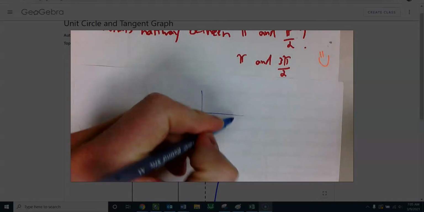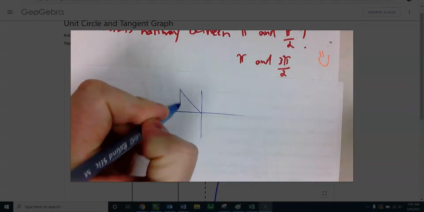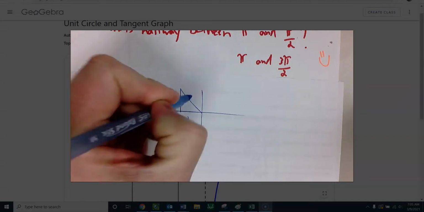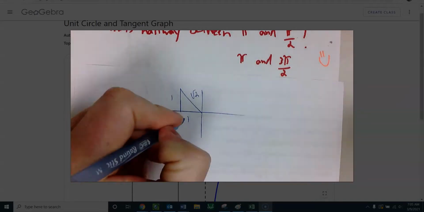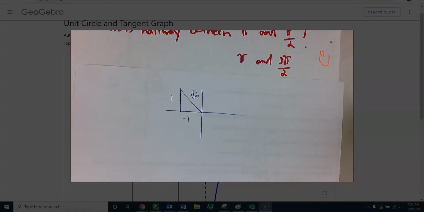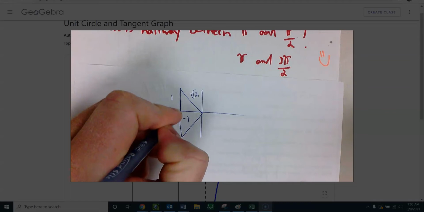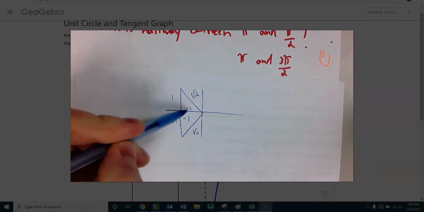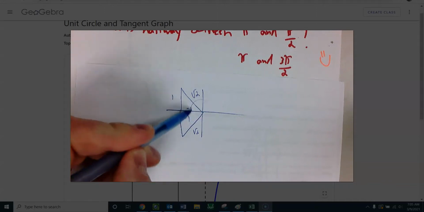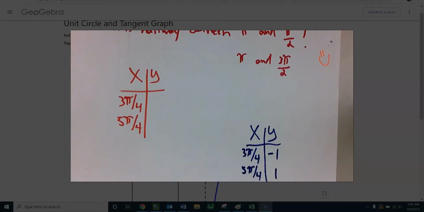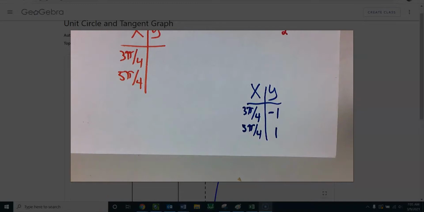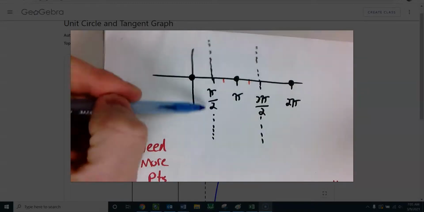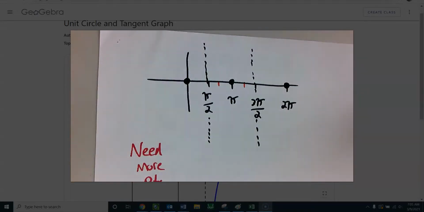Okay, so 4 pi over 4, back it up 1. Here's 3 pi over 4. 1, square root of 2. But this one's negative. So the tangent at 3 pi over 4 would be negative 1. How about 5 pi over 4? Okay, that's negative 1, that's negative 1, that's square root of 2. Tangent at this one at 5 pi over 4, that's a positive 1. Okay, so we filled out our little table. We now have points that we can put in here. We get a 1 and a negative 1.